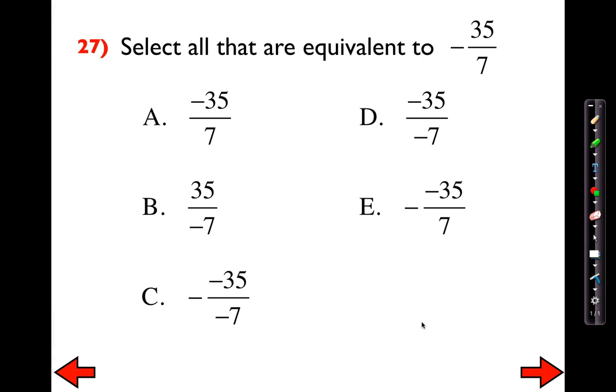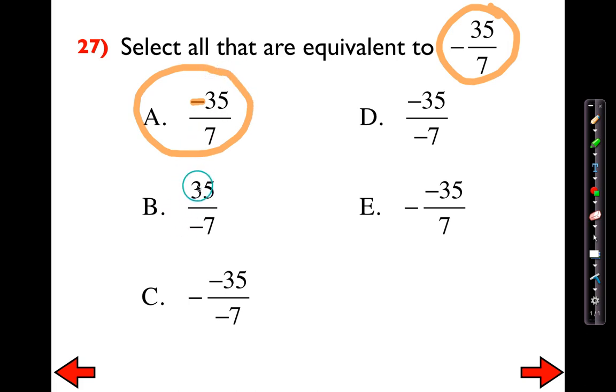Okay, so here it says select all that are equivalent to negative 35 over 7. So, which ones are all of these the same as? Well, this is a negative fraction, so I'm going to pick all fractions that are negative and still follow 35 sevenths. Here, a negative divided by a positive is negative, so this is equivalent. Here, a positive divided by a negative number is negative, so this is equivalent as well.